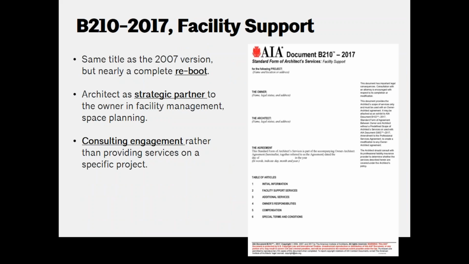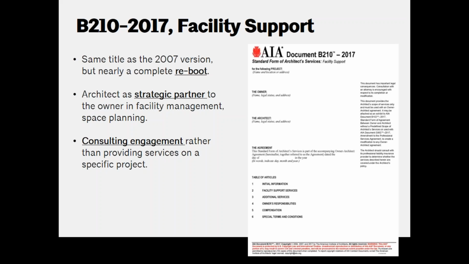The next document that we're going to talk about is our B210 facility support scope. This is a document that we really drastically updated in 2017. It is a document which envisions the architect as a strategic partner to an owner in facility management and in space planning for a number of facilities.